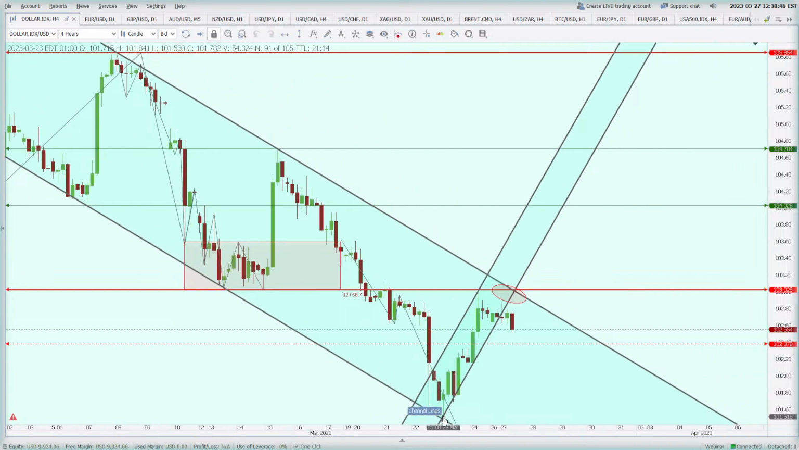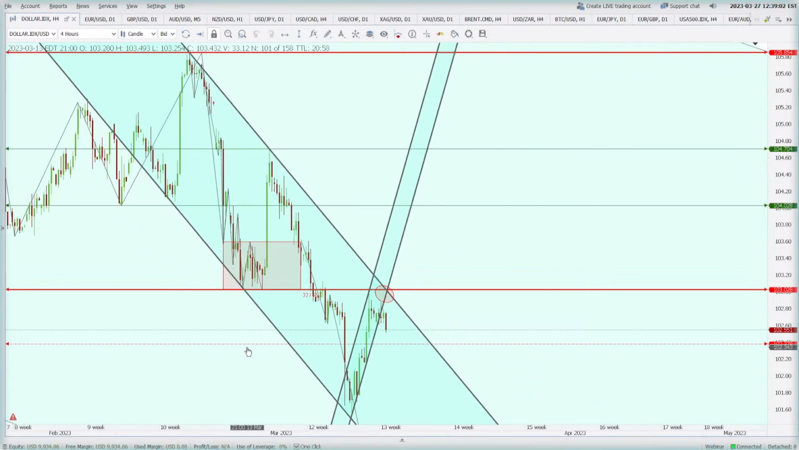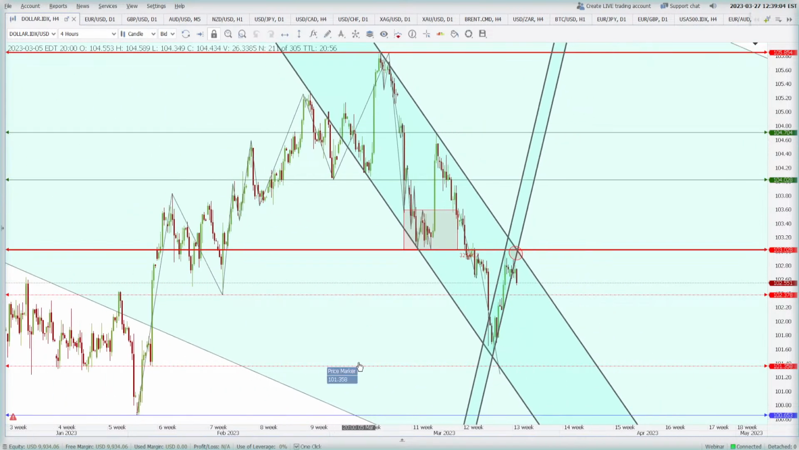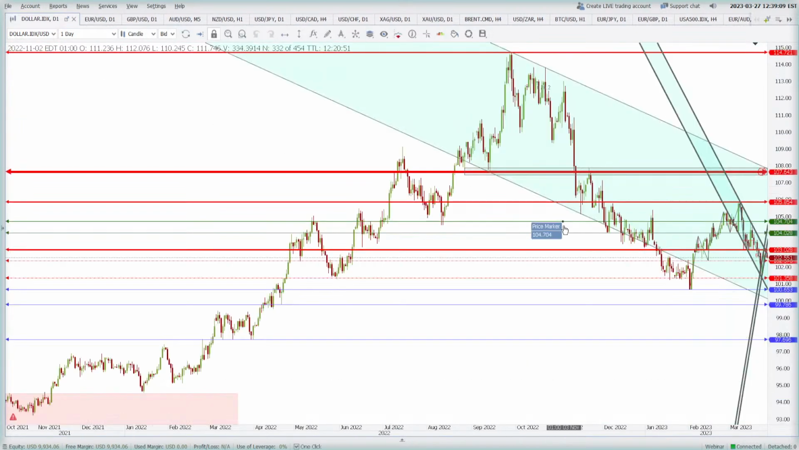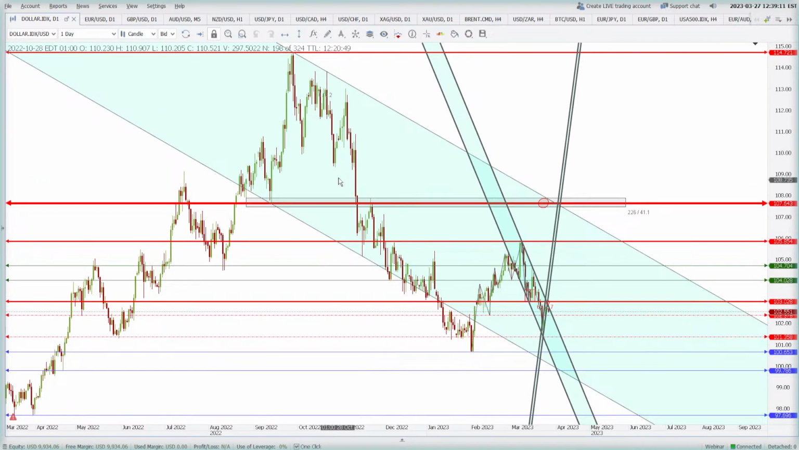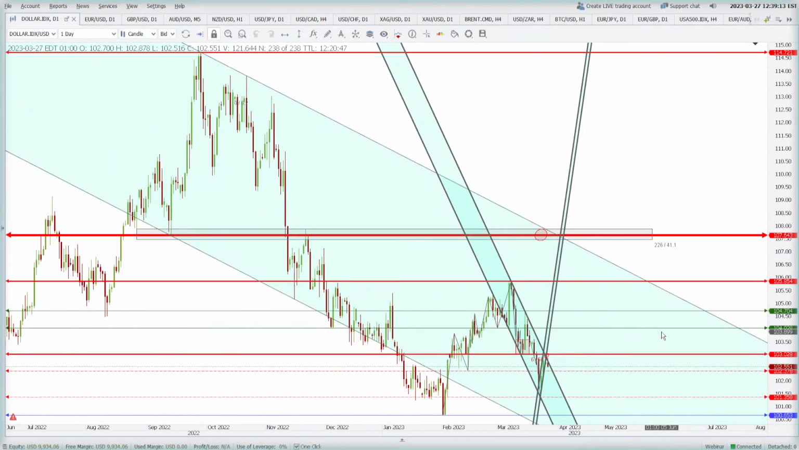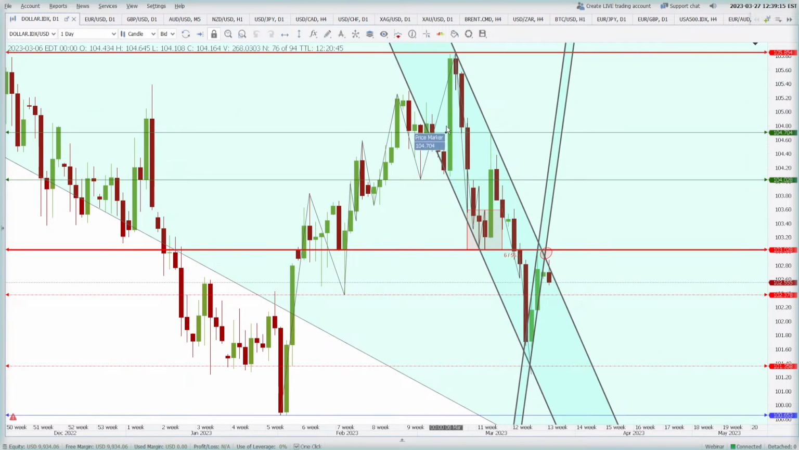Now from this low here on 23rd of March, the price started making higher highs and higher lows. Well, that is okay, but the long-term time frame, that is the daily, is already making lower highs and lower lows here. So here again, it was making lower highs and lower lows.